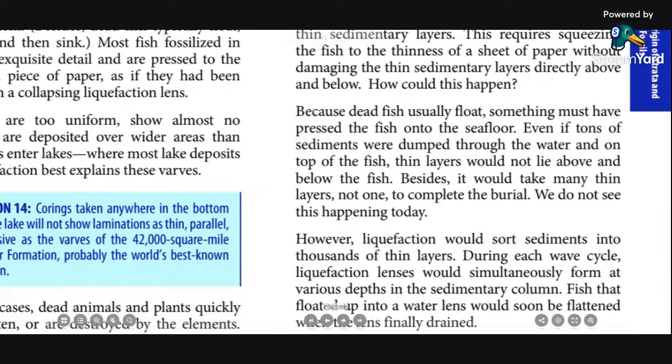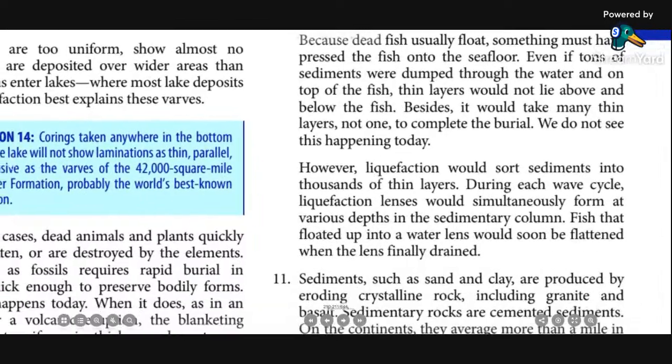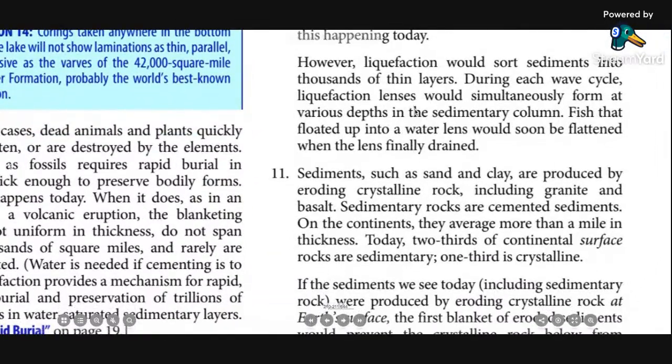Even if tons of sediments were dumped through the water and on top of the fish, thin layers would not lie above and below the fish. Besides, it would take many thin layers, not one, to complete the burial. We do not see this happening today. However, liquefaction would sort sediments into thousands of thin layers during each wave cycle. Liquefaction lenses would simultaneously form at various depths in the sedimentary column. Fish that floated up in the water lens would soon be flattened when the lens finally drained.